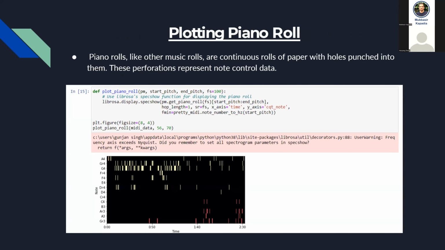Also, we can plot a piano roll using this Pretty MIDI package. A piano roll contains perforations, and you can use this information while playing a piano. It contains a list of notes at every timestamp, so you can actually play a piano just by seeing those notes. I have written a function which will display the notes that are being used in that MIDI file. This is also useful information which can be extracted by using this package.